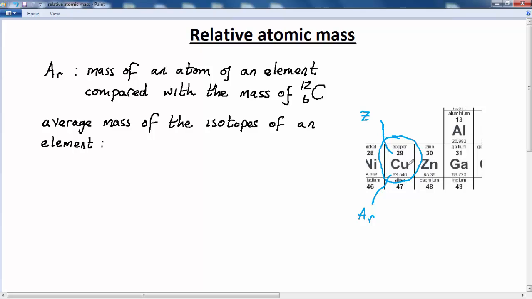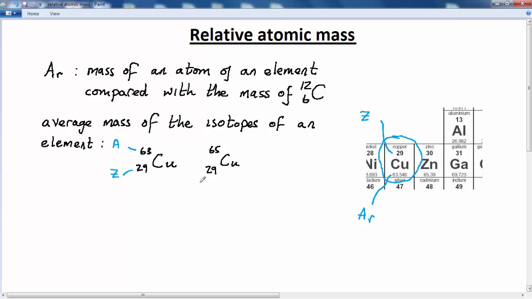So for example, if we take the case of copper, copper has got two isotopes. It's copper 63 and copper 65. Remember again that the top number is the atomic mass number, which is also known as the nucleon number, which is the symbol A. Notice, not AR. And the lower number is the atomic number, which is given the symbol Z, which is the number of protons in the nucleus. The atomic mass number is the number of protons plus neutrons in the nucleus.